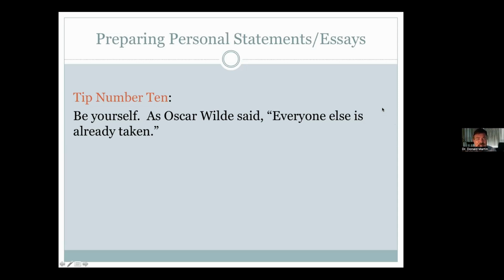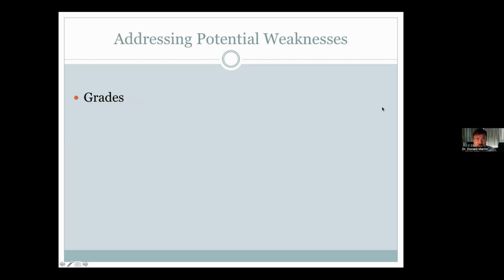Okay, we are now going to move to the second area I'd like to talk about today, and that is addressing possible weaknesses or less competitive aspects of your application. Here are some that often come to mind or are brought up to me when I'm working with undergraduate applicants.